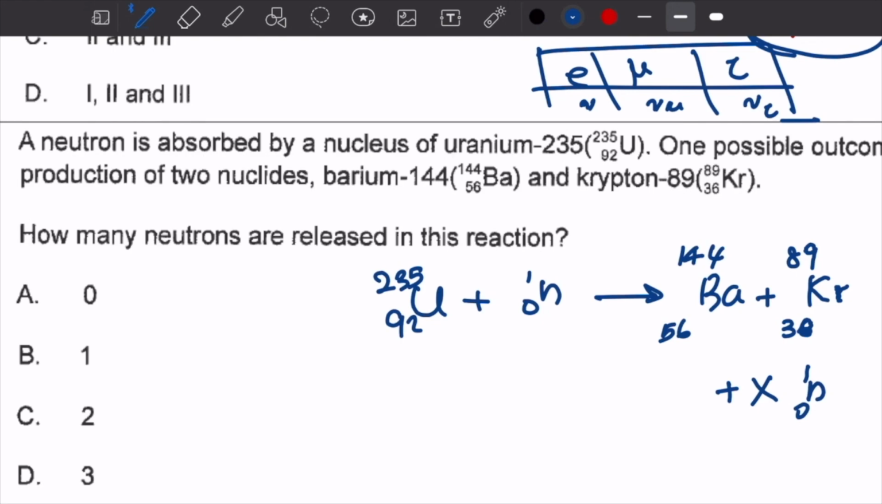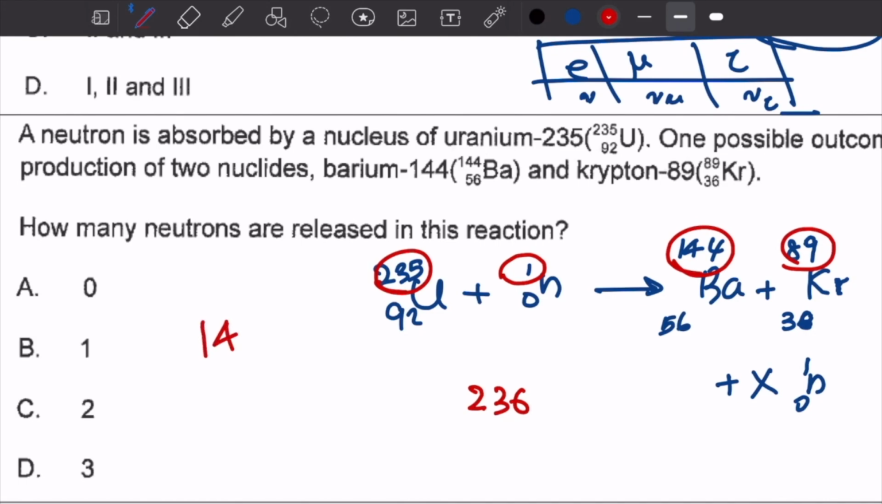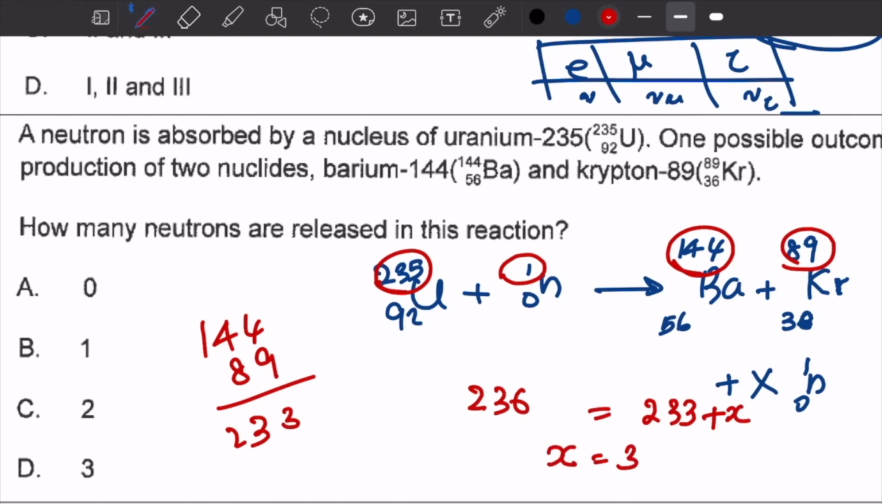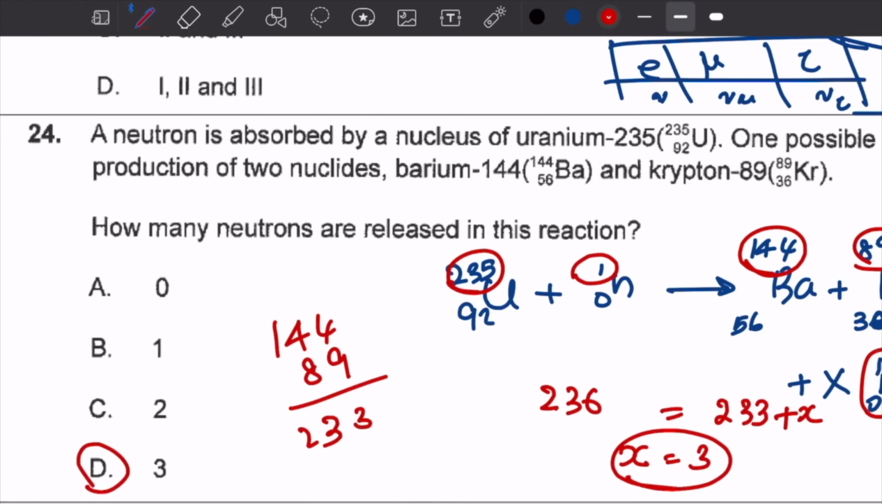Okay, let's check quickly. This side is 235, 1 plus 1, because we know mass number has to be conserved, 236. If you look at this one, 144 plus 89, that is 233. So 233 plus x. So x has to be 3, right? It means there must be 3 neutrons. So answer is D.